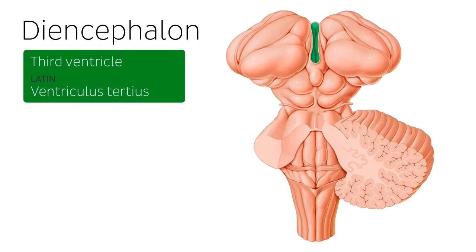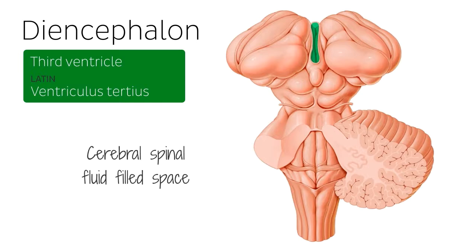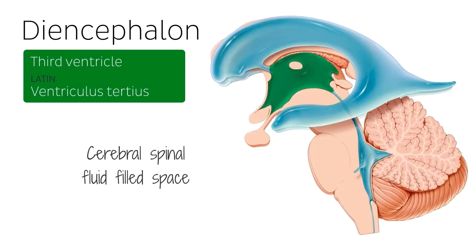And as we mentioned earlier, the third ventricle is one of the 4 cerebral spinal fluid-filled ventricles of the brain, and it's also a cavity of the diencephalon. The third ventricle is situated in the midline between the right and the left thalamus and extends from the lamina terminalis to the cerebral aqueduct, and you can see its length in this image.